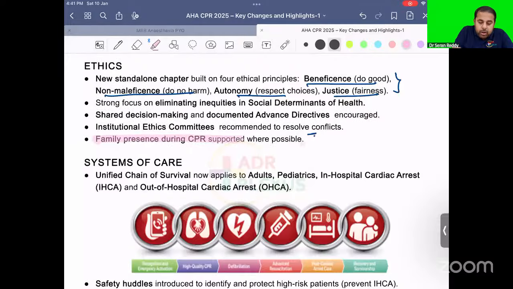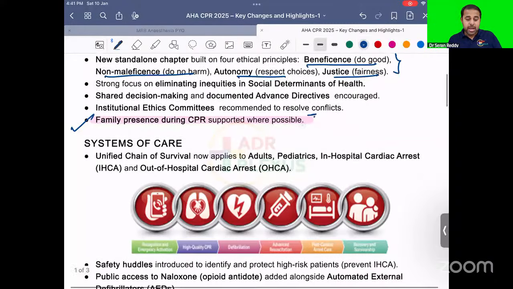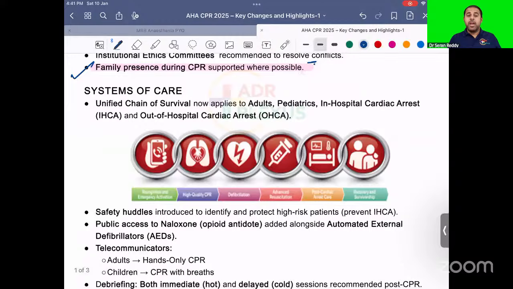Then this is very important. Family presence during CPR. Usually when CPR is being done, we ask them to go wait outside, you can't see this. No, they recommended that family presence during CPR is supported wherever possible. They don't clearly mention where possible and all. So this is one important thing. Then systems of care. Earlier there used to be OHCA, out of hospital cardiac arrest, IHCA, in hospital cardiac arrest, adult, pediatrics, like a lot of things. Now they have a unified thing.